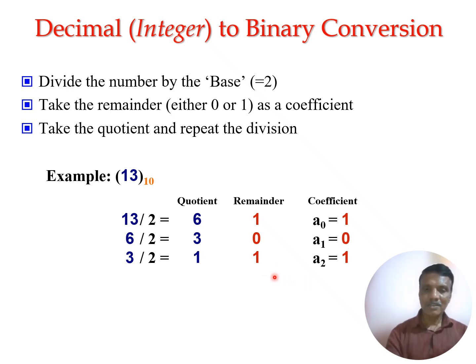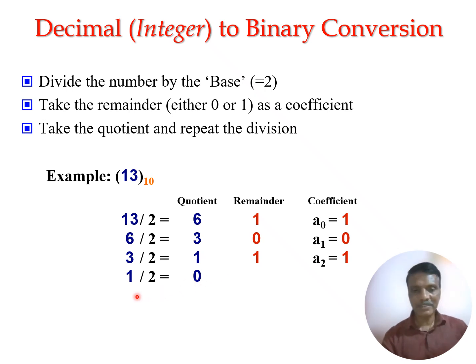Got it? So this remainder, take it as the next coefficient. Now here the coefficient is 1. It is not possible to divide by 2, so here the coefficient is 0. Leave it. In decimal, 1 by 2 is 0.5, but here we are doing binary conversion, so keep it in mind.